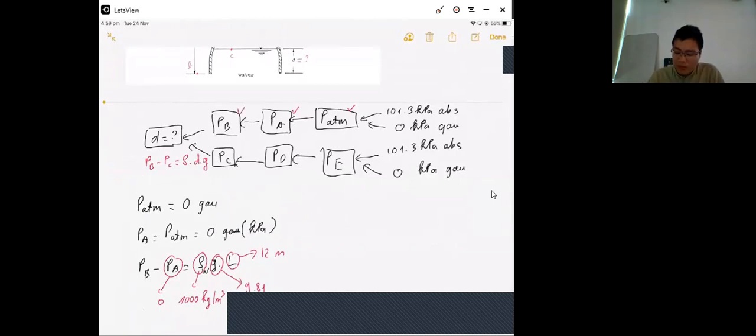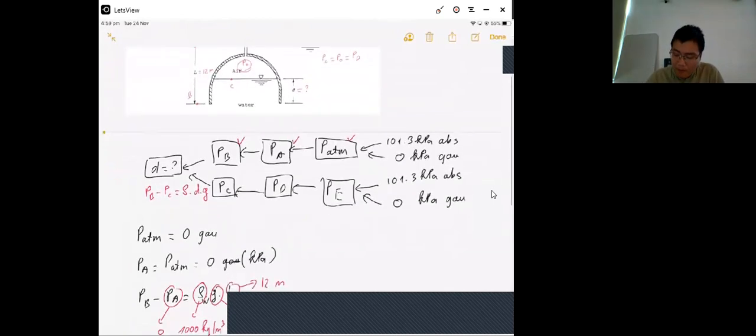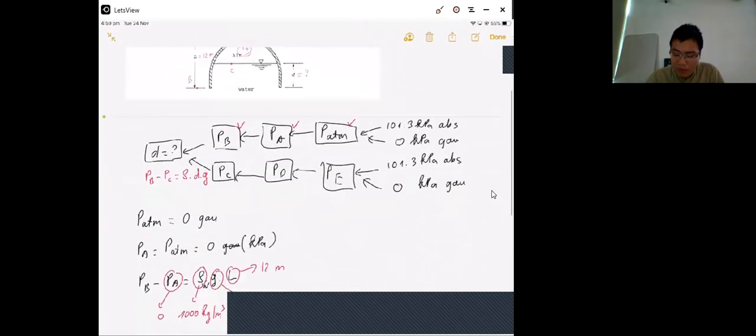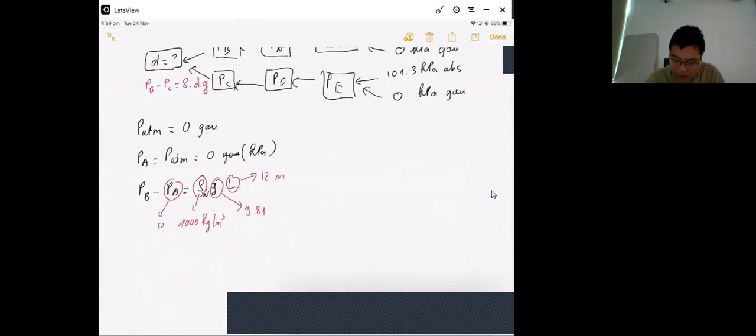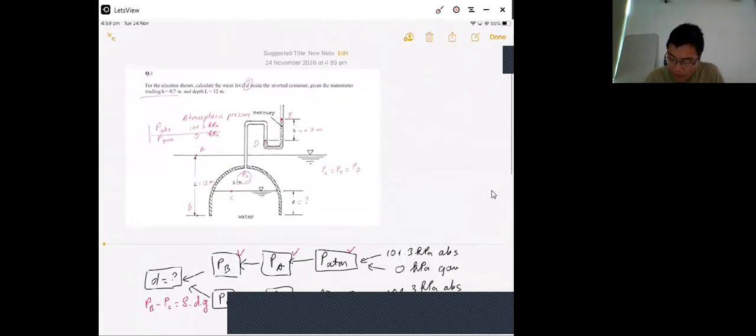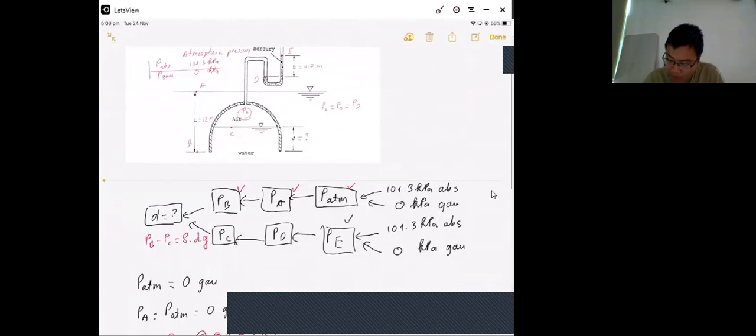Now the second line, PE. At the mercury surface, it will be equal to atmospheric pressure. PE equals atmospheric pressure or 0 kPa gauge pressure. When you use gauge pressure, all other pressures are gauge pressure, not absolute. So PE is 0 gauge.